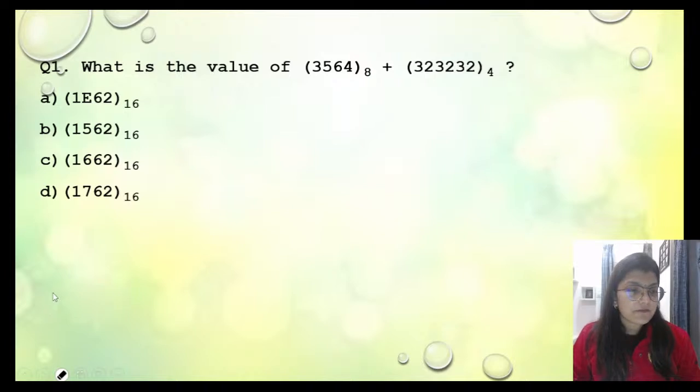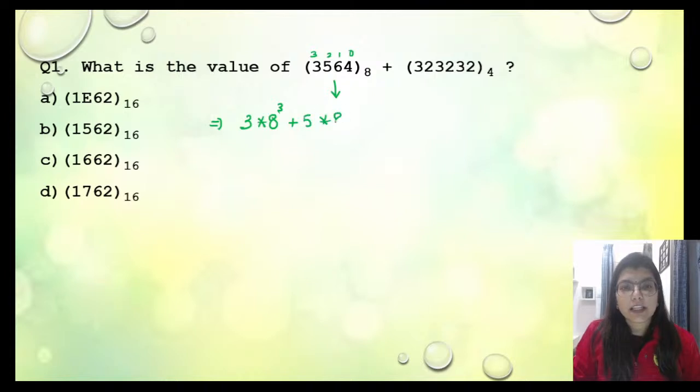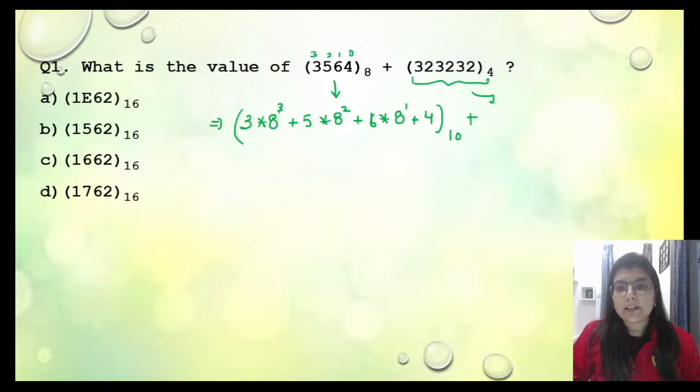I hope you all know how to convert from base 8 to base 10. We write the positions 0, 1, 2, 3 and simply multiply: 3 into 8 raised to power 3 plus 5 into 8 raised to power 2 plus 6 into 8 raised to power 1 plus 4. This number will come out in decimal. Plus, similarly for the other number you have to do the same thing.